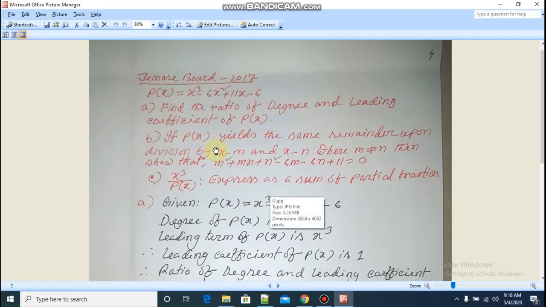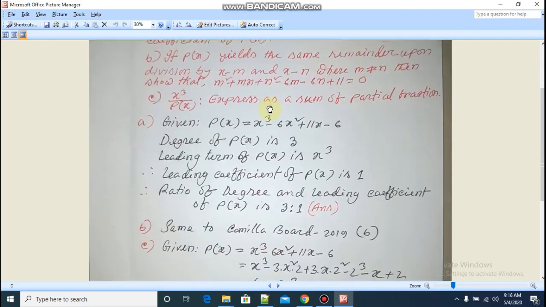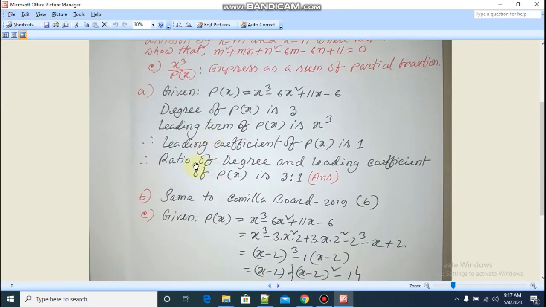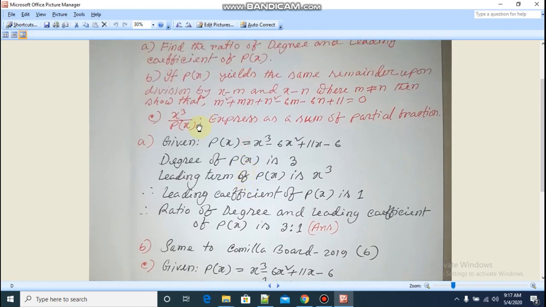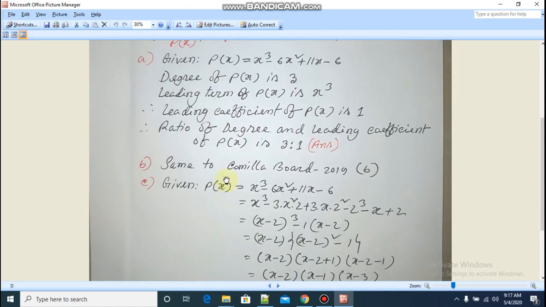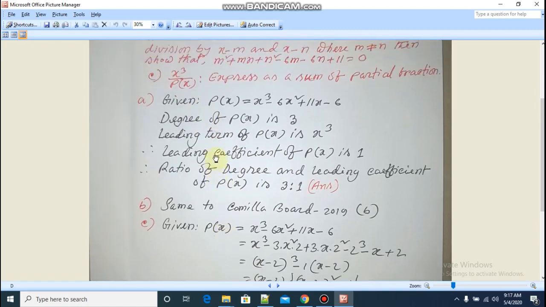Math number B. If P of x yields the same remainder, Comilla board 2019. That means previous math, question number C: x cube by P of x. This is partial fraction. At first we have to factorize P of x.